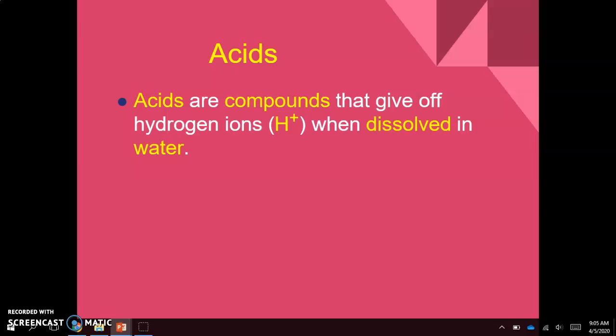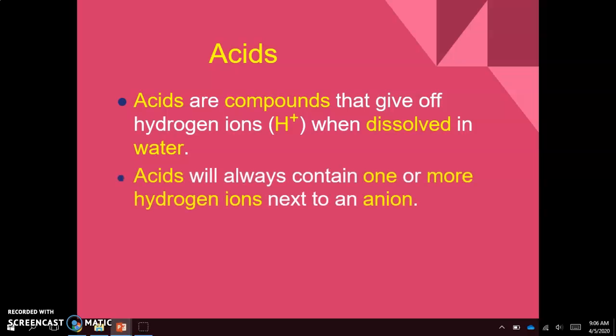You are probably already familiar with acids when it comes to the pH scale. If you think back to bio, pH is your potential of hydrogen. Any solution that's acidic is going to have a pH that's less than 7, so remember the lower end of that pH scale. This is where that information comes into play, but now we're looking at it from a chemical standpoint.